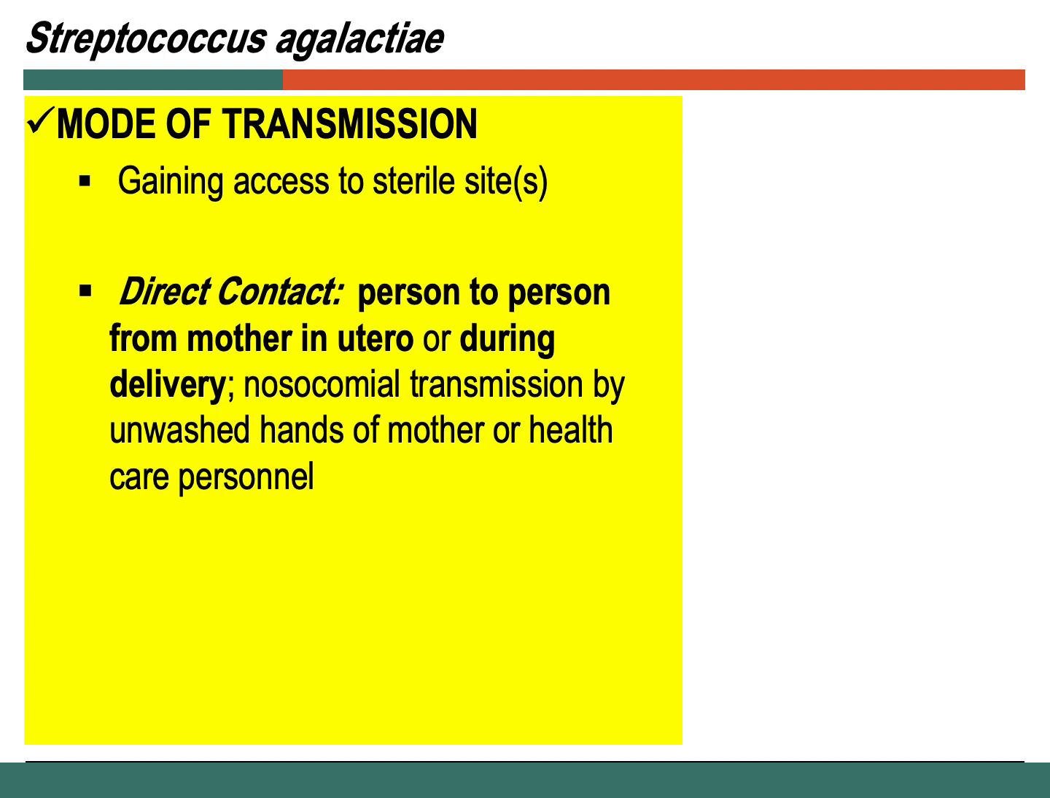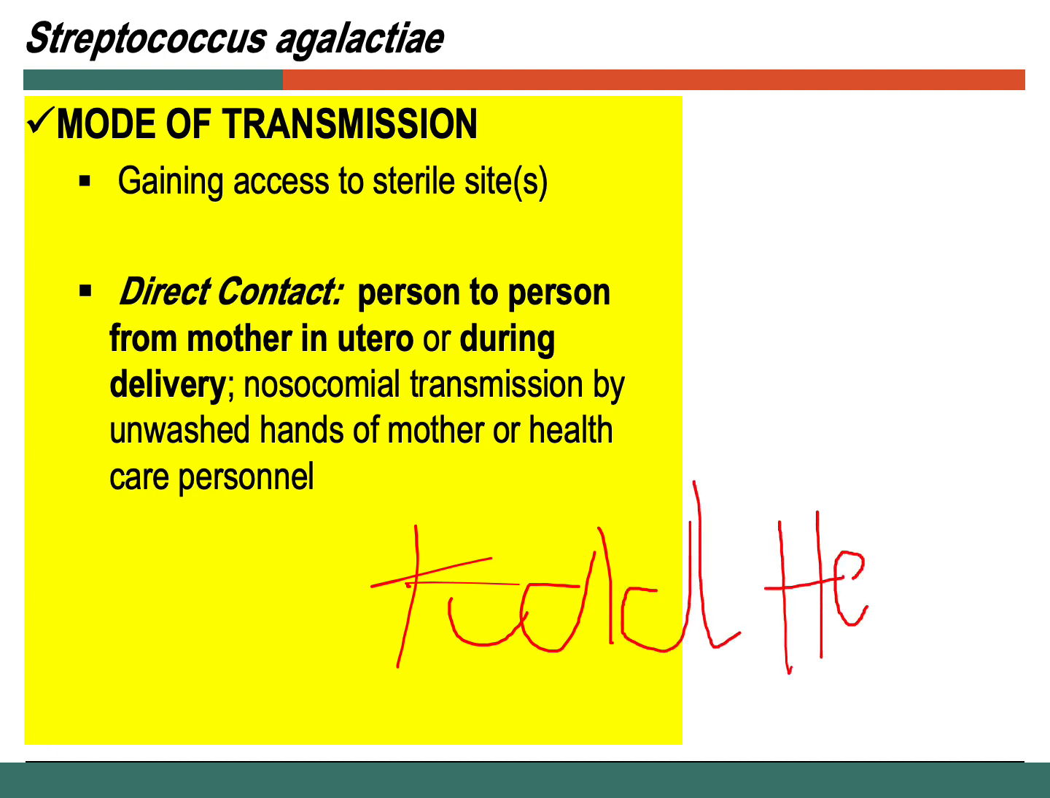Okay, so how do we screen for GBS, class? This is done by swabbing the rectal and the vaginal area, and you place that in a selective media. The selective media is your Todd-Hewitt selective broth. So that's the selective media for your GBS.